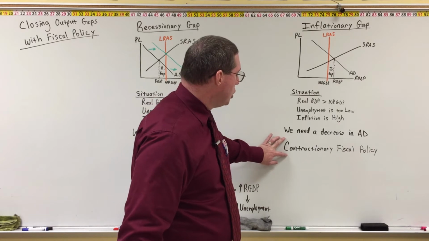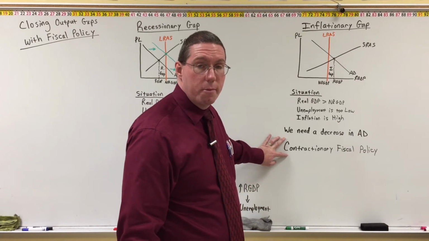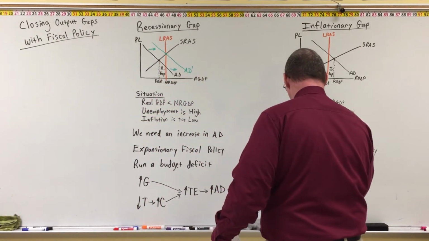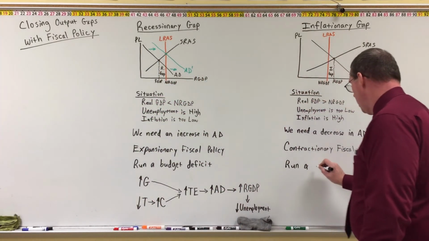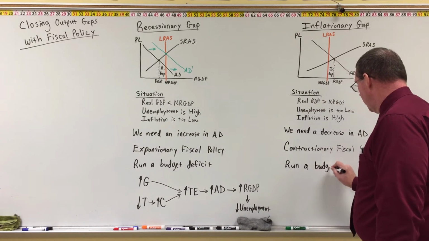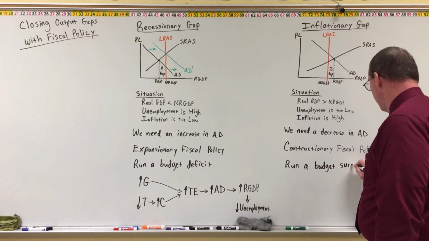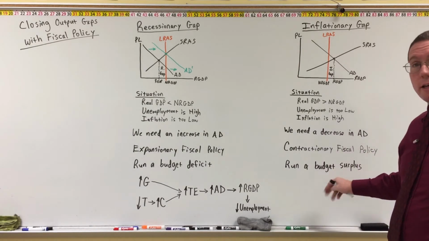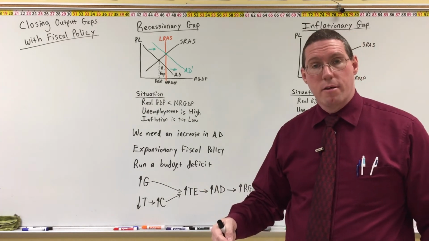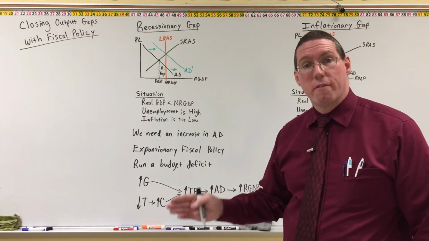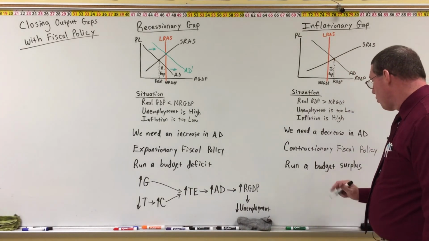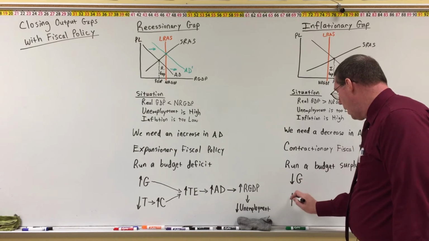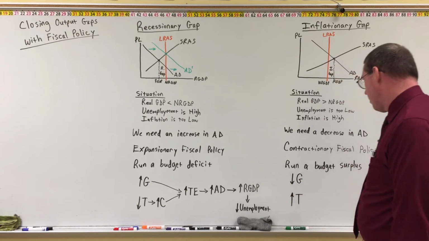How does Congress achieve contractionary fiscal policy? What is going to be the budget position? Well, they're going to run a budget surplus. Okay, so we're going to run a budget surplus. How do they achieve a budget surplus? Well, they can control two things, government spending and taxes. And so through either both of them or each one of them individually, they can get a budget surplus by either decreasing government spending or by increasing taxes.